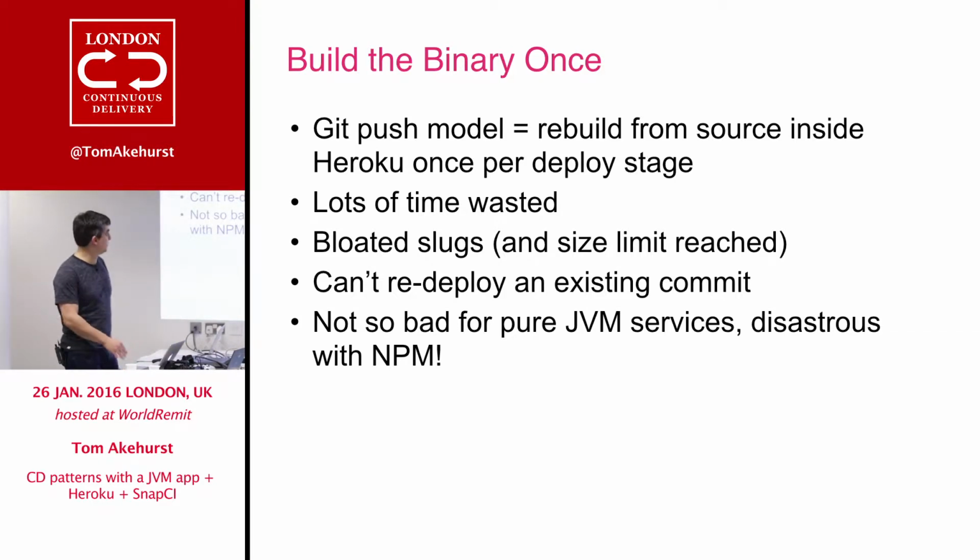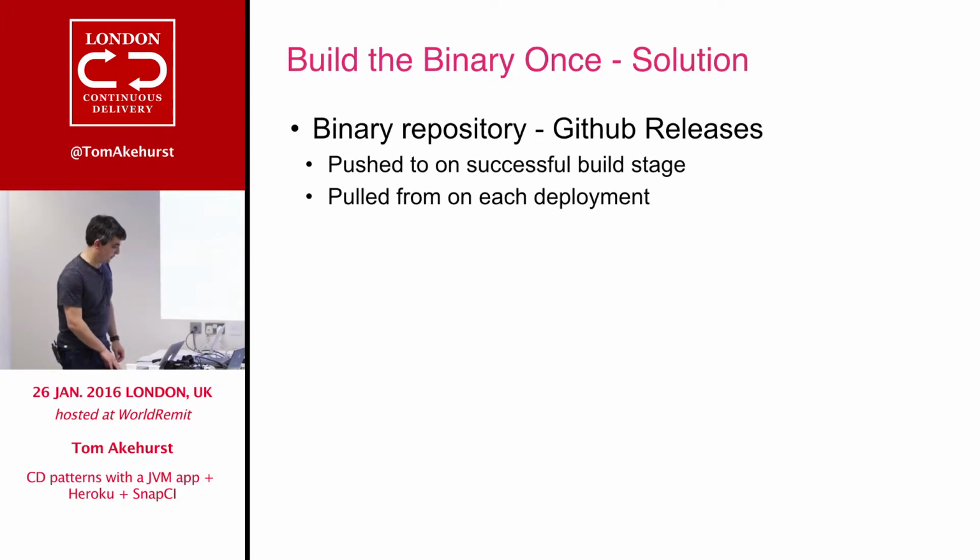So obviously we wanted to get past this and get to something better, and the solution we came up with came in three parts. The first one was we thought we need a binary repository, and we need to build the binary at the beginning of our pipeline and then ship it out there so that it can be reused in subsequent deployment and testing steps. So we realised that GitHub Releases is actually a great fit for this.